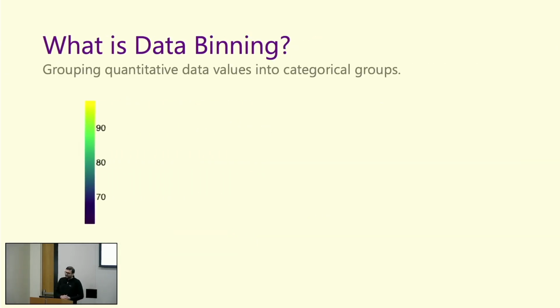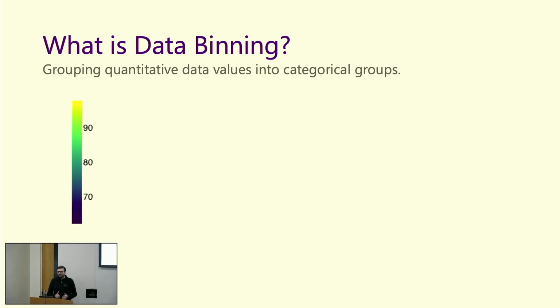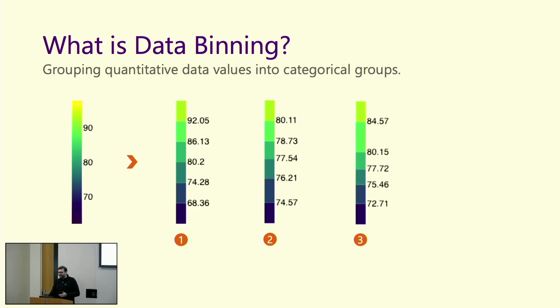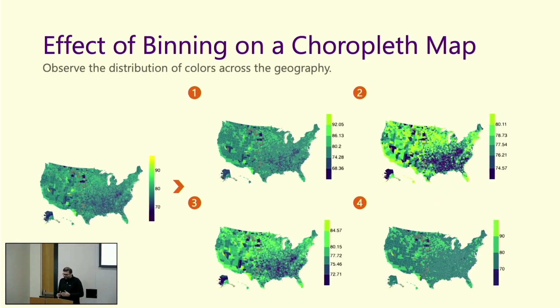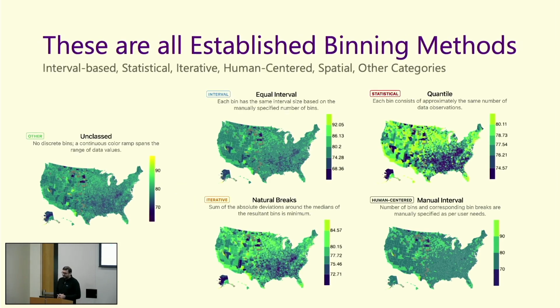An important aspect of Choropleth maps is the grouping of the quantitative data values into categorical groups. This process is also known as data binning or data classification. For example, this continuous range I showed earlier can be classified or divided in 4 different ways. And if you look at them in a Choropleth map, this is how they look. Notice how different they all look, even though they are essentially showing the same information. And these are all established binning methods in cartographic literature.